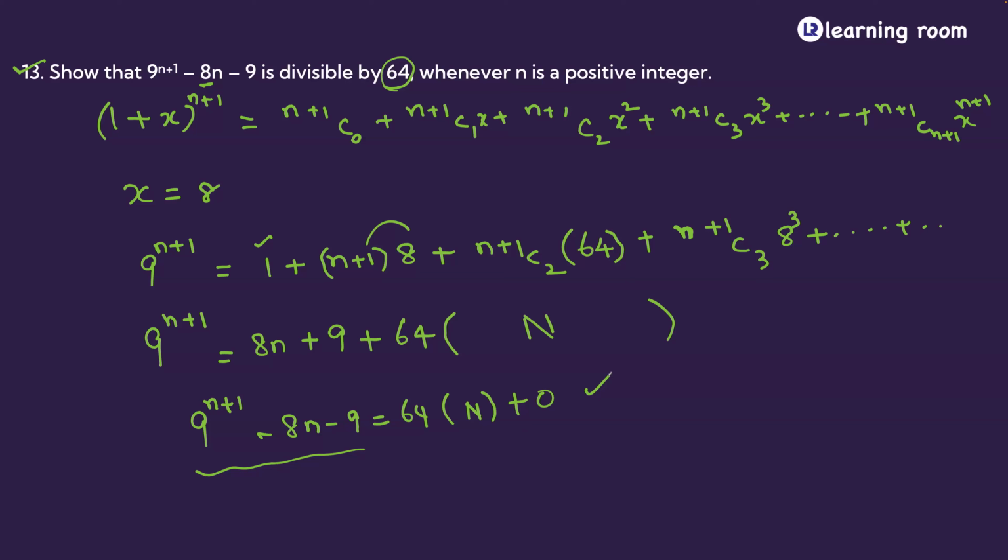If at all they give two numbers, depending on the gap, you need to consider the binomial theorem. For example, in this question, had it been 11 power n plus 1 minus 8n minus 9, what should you consider? I should have considered (3 plus x) the whole power n plus 1. That is all you're supposed to do. Okay. So this one goes in.